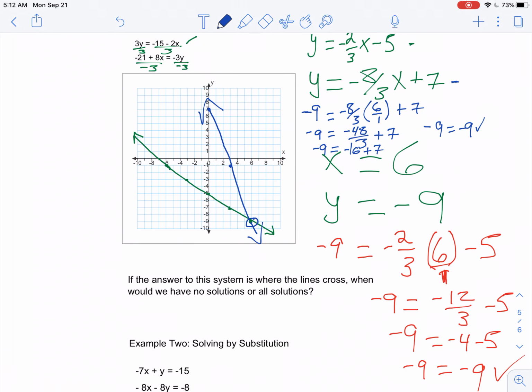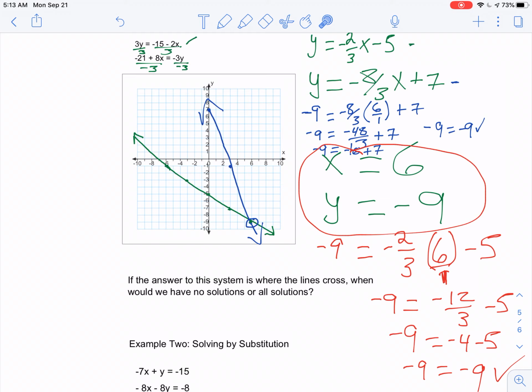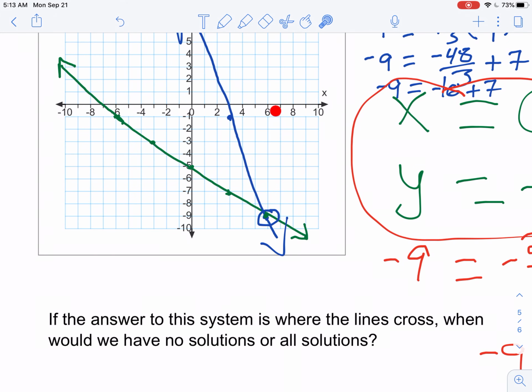We found that when we plug in x and y into both the equations, they both end up being true. So we know that when x equals 6 and y equals negative 9 is our answer. So to summarize, for solving systems of equations by graphing, once you graph both lines, your answer is going to be the coordinate where the lines cross. Our coordinate here was x is 6 and y equals negative 9. The coordinate where the lines cross is your answer.